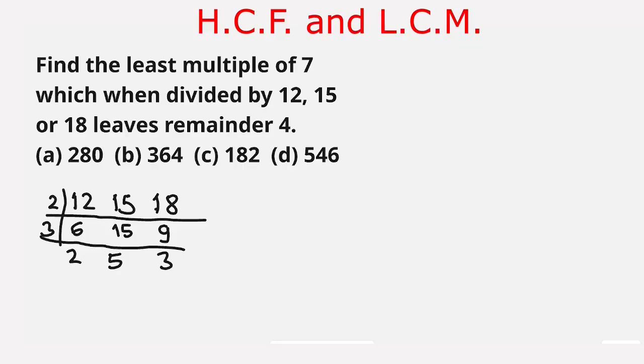Now 2, 5 and 3 are co-prime numbers. So we multiply all these numbers. 3 multiplied by 5 is 15. 15 times 2 is 30. 30 times 3 is 90. 90 times 2 is 180. So the LCM is 180.